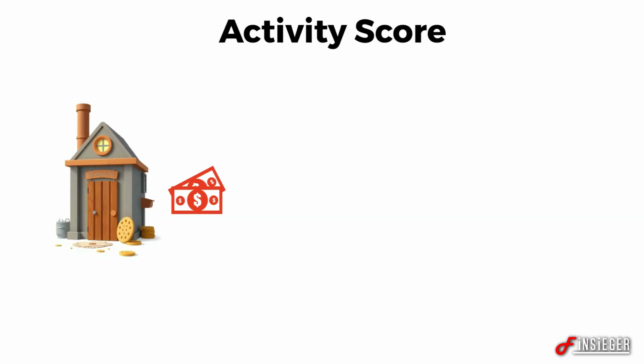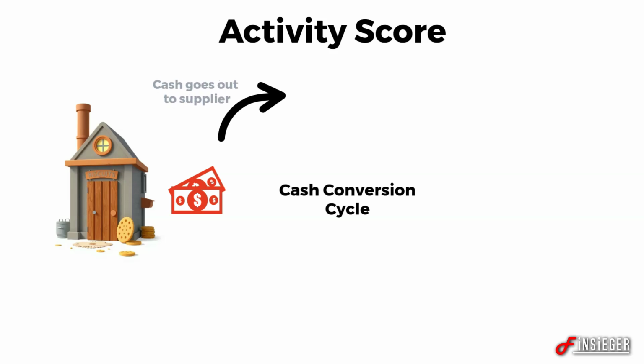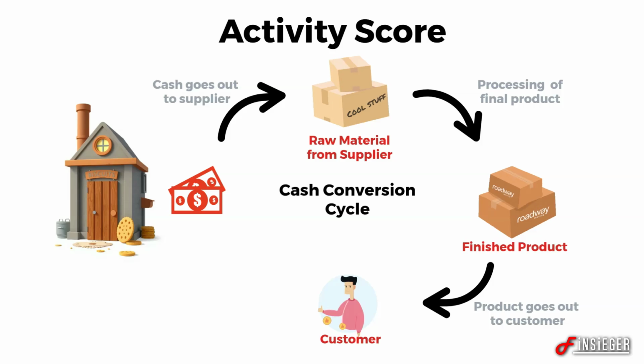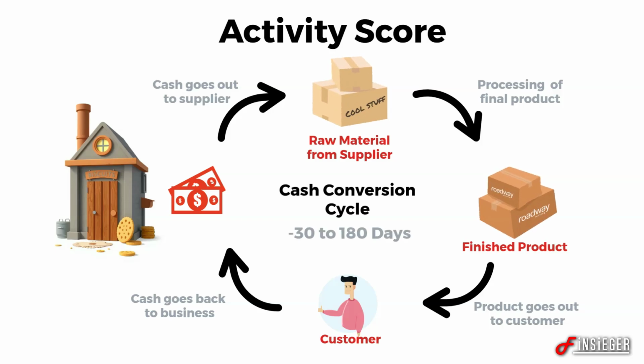For activity score, let's look at the cash conversion cycle, which explains a lot about the cash and product management simultaneously. In cash cycle, cash goes out to supplier, who provides raw materials to the company. Raw materials are processed to final product, which sits on company's inventory. The product then is passed on to customer on credit or on an instant cash basis, which is then received back to company. Ideal days to complete this cycle is -30 to 180 days. You will get to know about this in a moment.